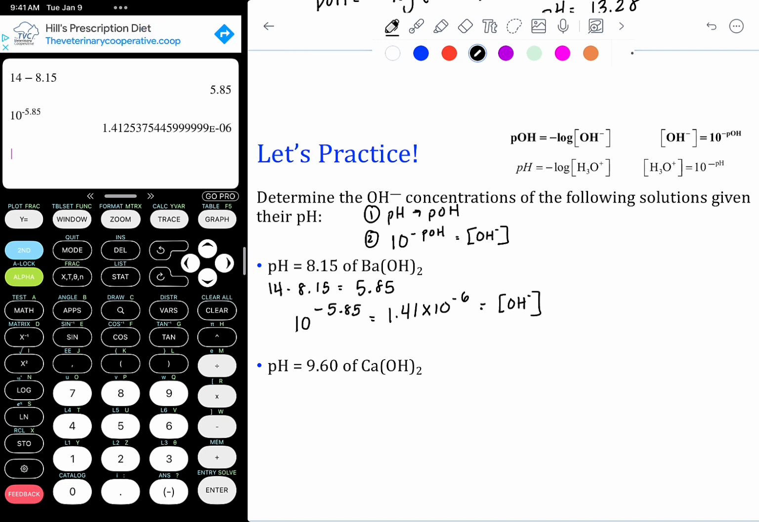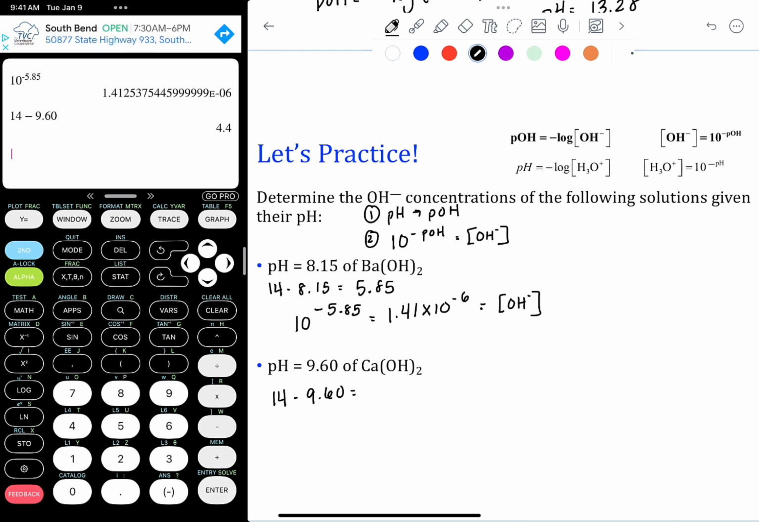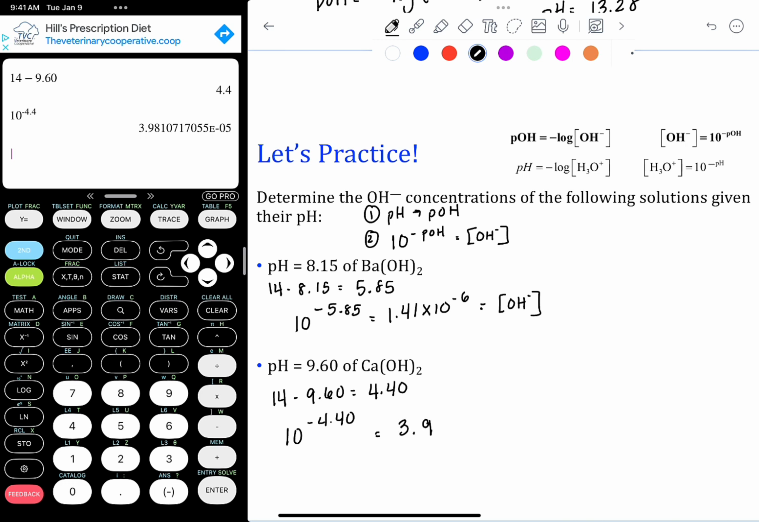We could do the same thing for the second problem. So we could do 14 minus 9.60 to get a pOH of 4.4. So we do 10 raised to negative 4.4, and we get 3.98 times 10 to the minus 5. Again, these should both have molar on them. There we go. And that is the OH minus concentration.